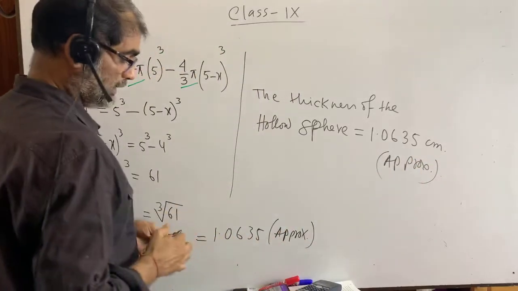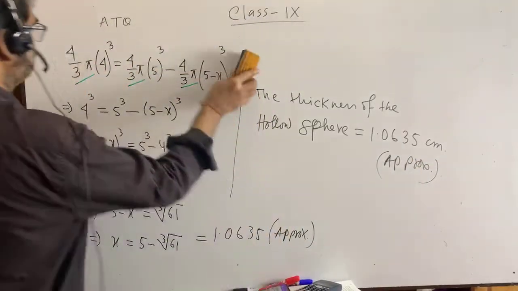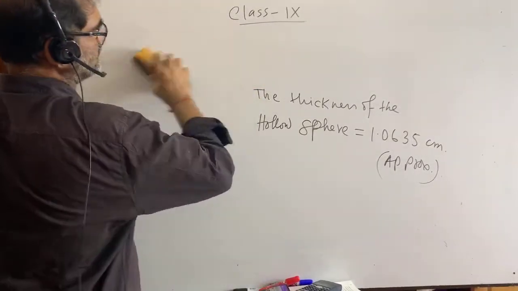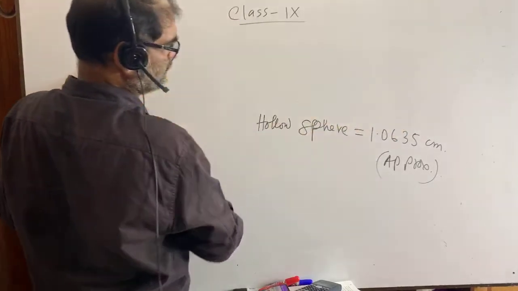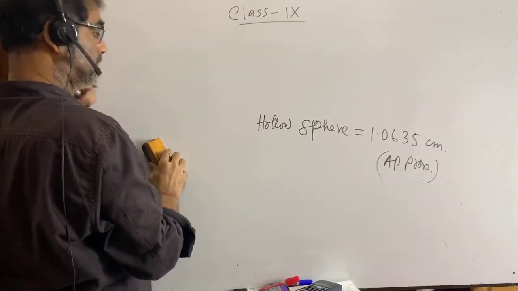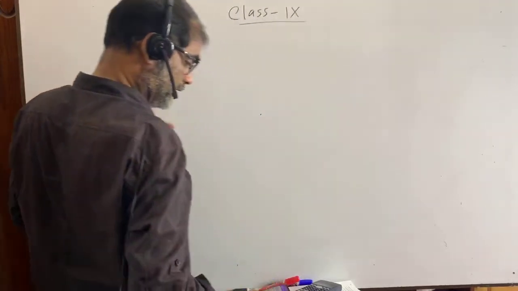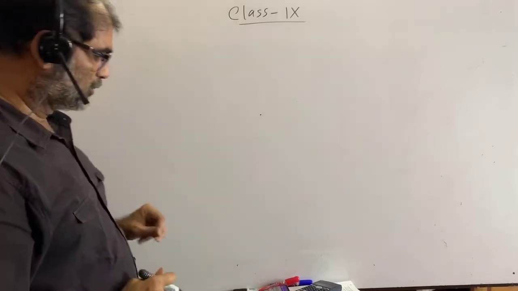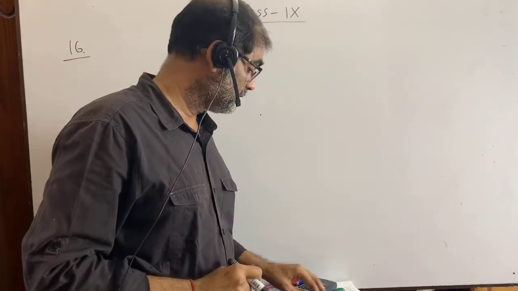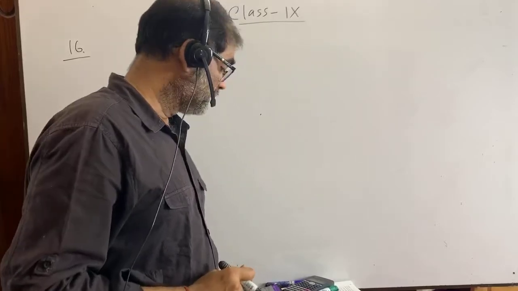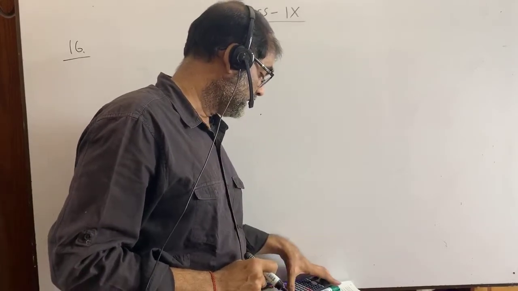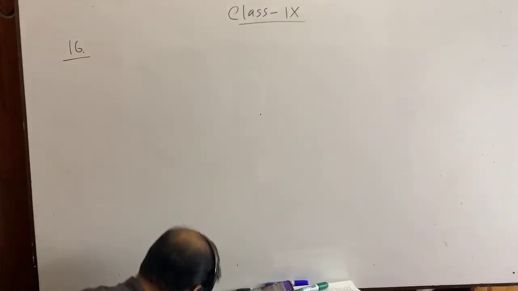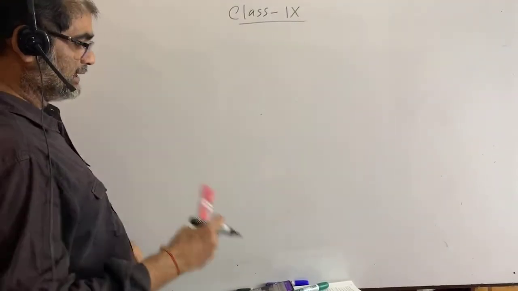Okay, now we are going to question number 16. Read the question, please. Okay, now question number 16 is about similar math. I mean, they are similar math. You see it is written here, the outer diameter of a hollow sphere is 13 centimeter. Okay, the outer diameter of the hollow sphere is given as 13 centimeter.